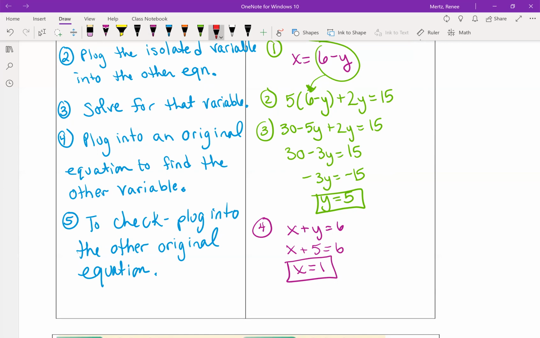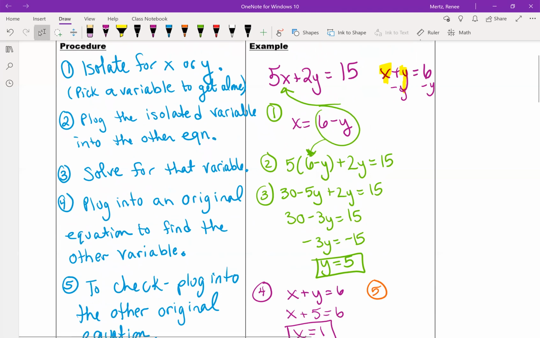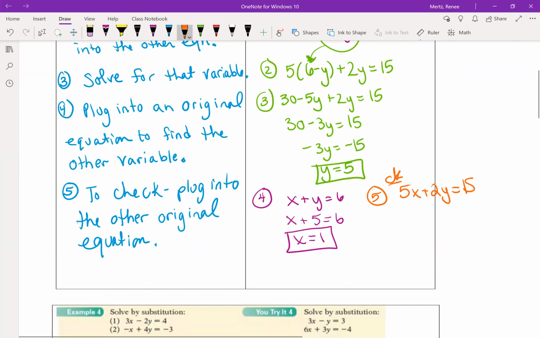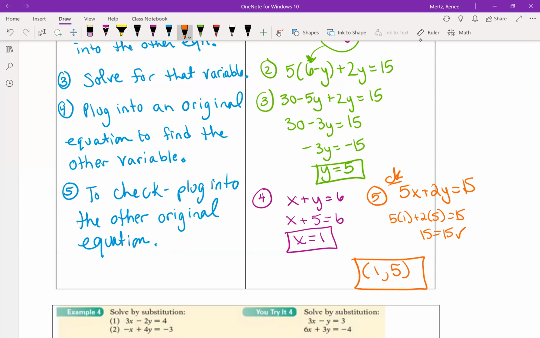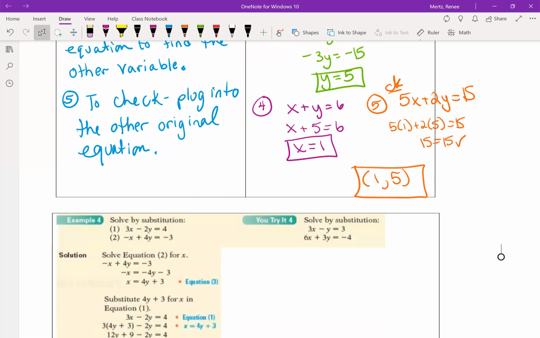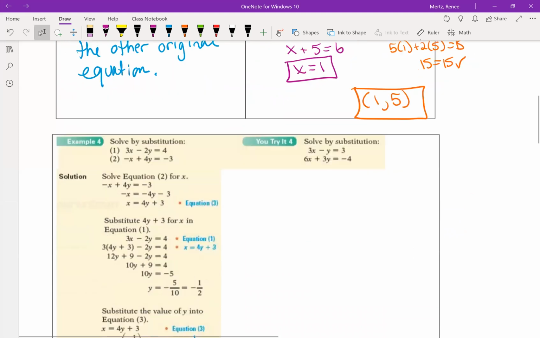I can't check into the x plus y equals 6 because I just used it. So I have to use my other original equation. So I have to check into 5x plus 2y equals 15. So I get 5 times 1 plus 2 times 5 equals 15. 15 equals 15. So I'm good to go. You can write your answer like that, or you can write it as an ordered pair solution. Either one is fine.